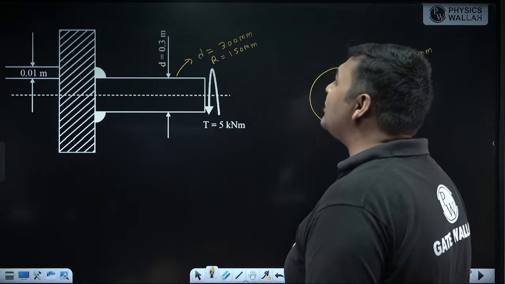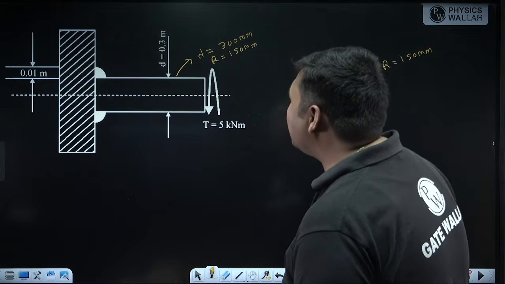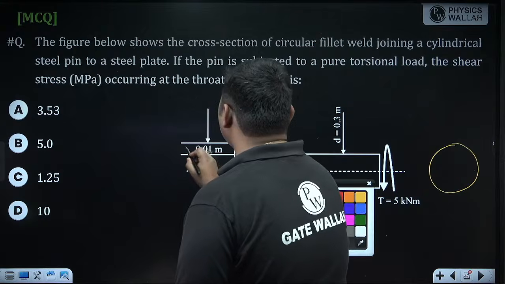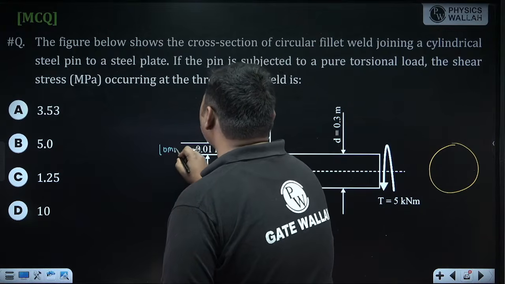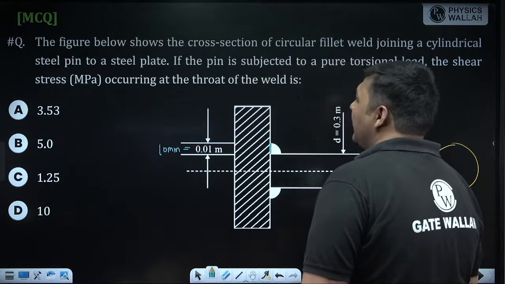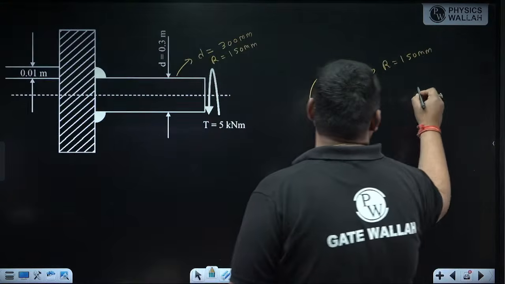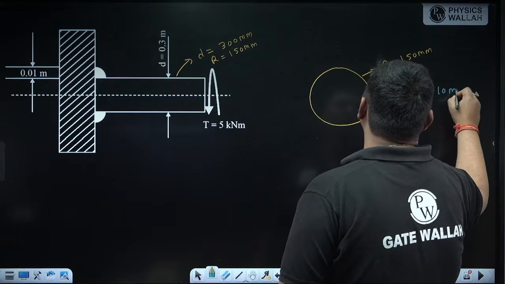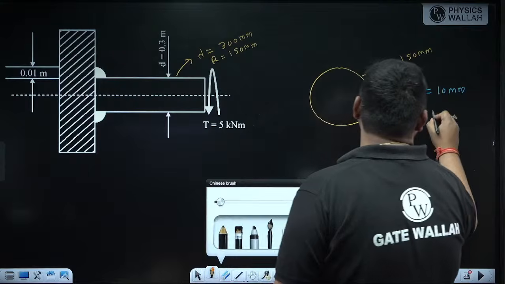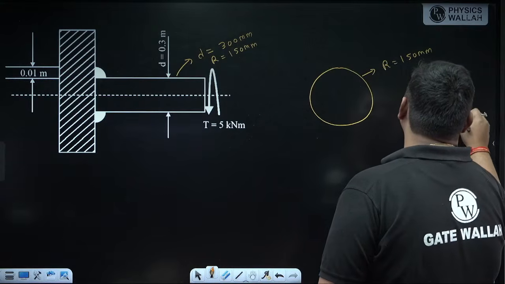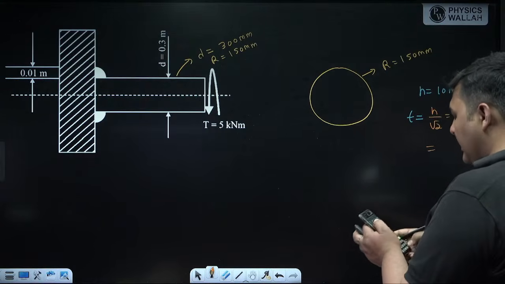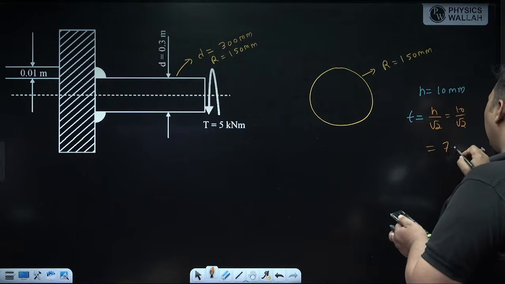Next we require the throat thickness. Here the size of the weld is given, again 0.01 meter. In mm it will be 10 mm, yes or no? It is the size of the weld, because this thickness is known as the size of the weld. And if the size of the weld h is 10 mm, what is the throat thickness? For stress calculation, we calculate the throat thickness. So the throat thickness t will be h by root 2, that is 10 divided by root 2, which is 7.071 mm.